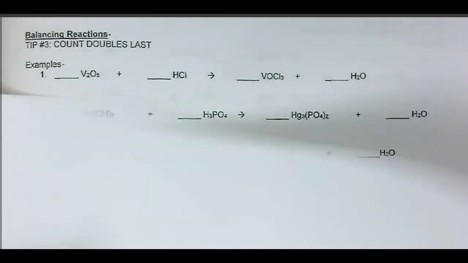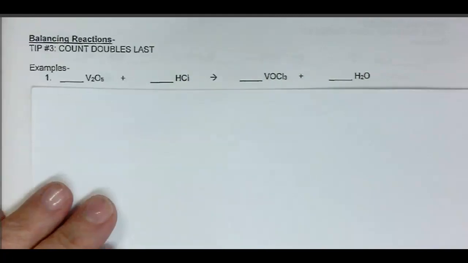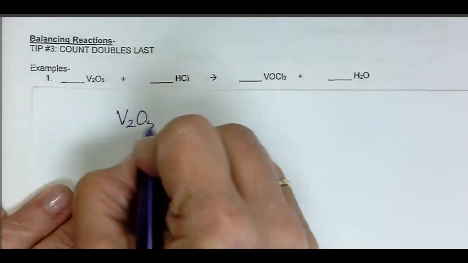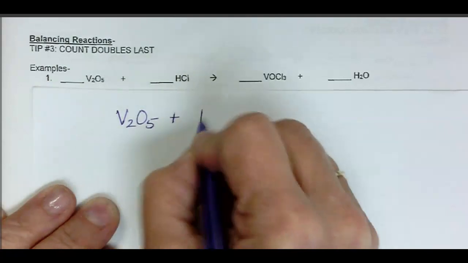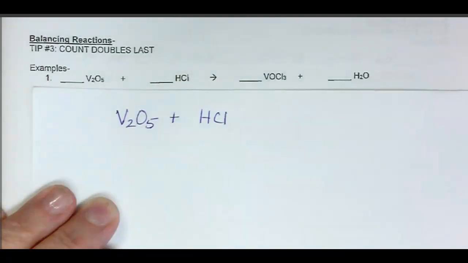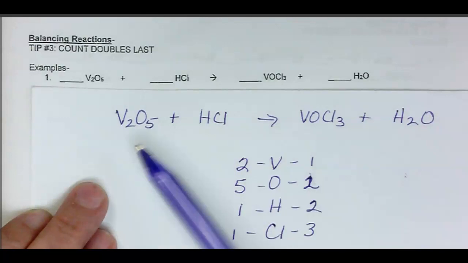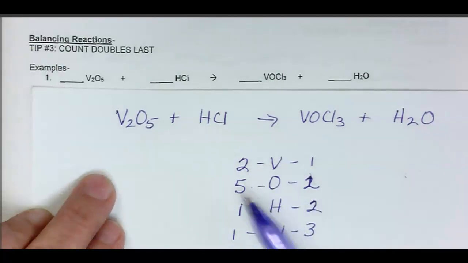So let's just look at this problem here, number one. Let's get it written down again and do your count. Okay, so I want you to do a quick look to see if you agree with my count. So I have 2 and 5, 1 and 1.